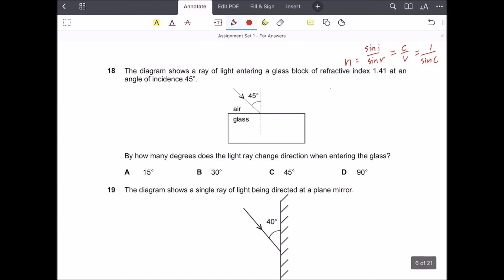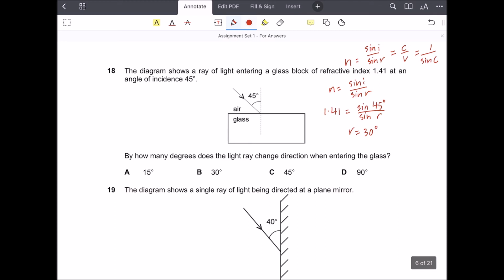So I would use n equals sine i over sine r. So I'll write down 1.41 is sine i, which is 45, divided by sine r. From here, I can find out that r is actually 30 degrees. So now where is that 30 degrees?